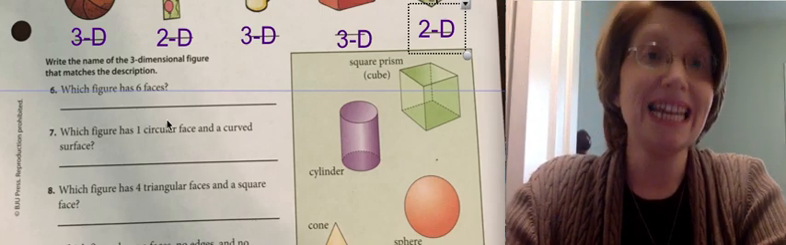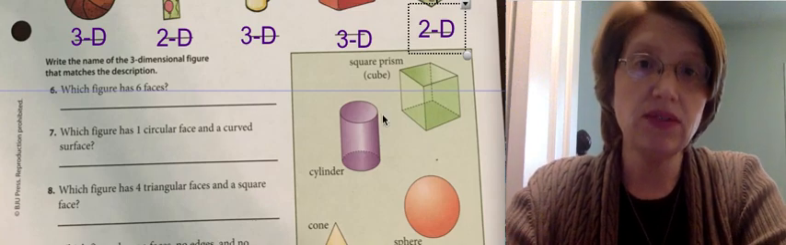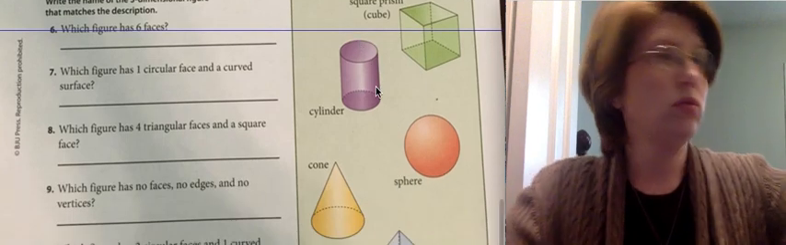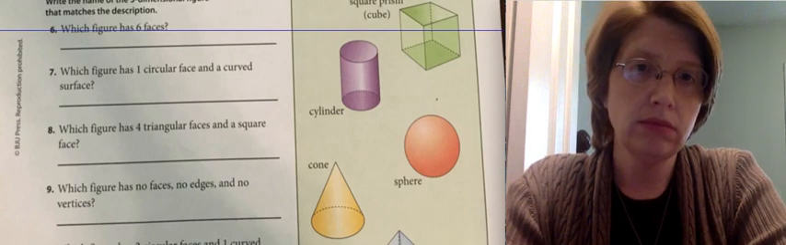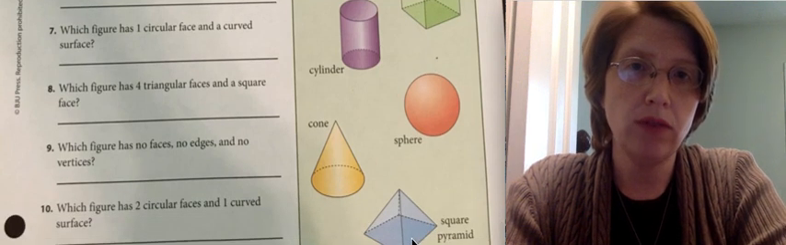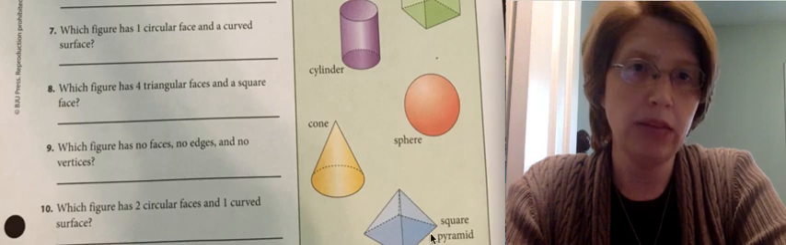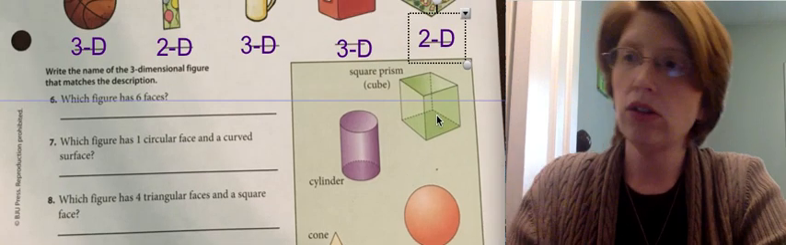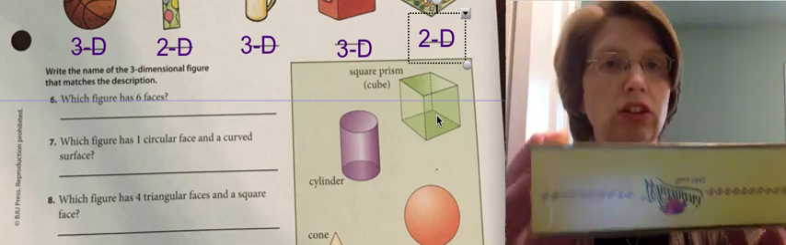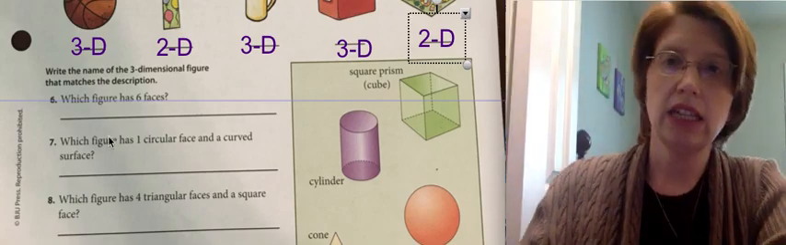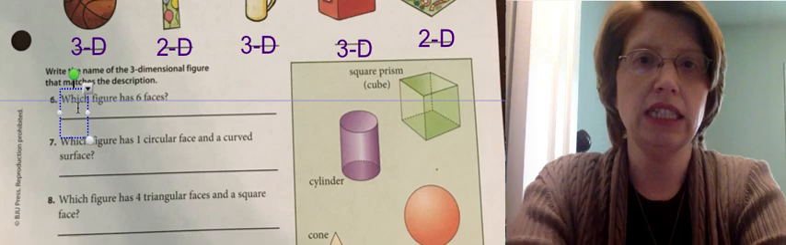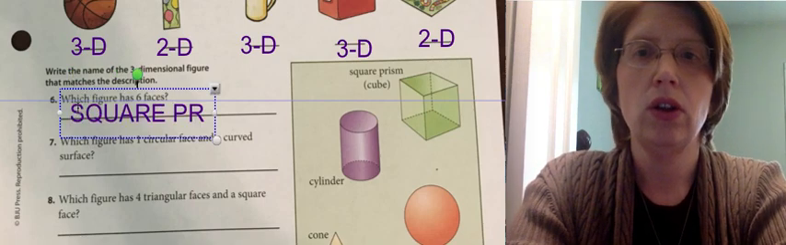Okay, so let's answer these below. Which figure has 6 faces? A cylinder has 2, just here and here. That's the only faces that it has. This has 1. How many does the square pyramid have? 1, 2, 3, 4, and then the bottom would be 5. So what about here? A rectangular one is the same as a square, so it would have 1, 2, top and bottom, and then 4 around. So that's 6. So the figure that has 6 faces is the square prism.